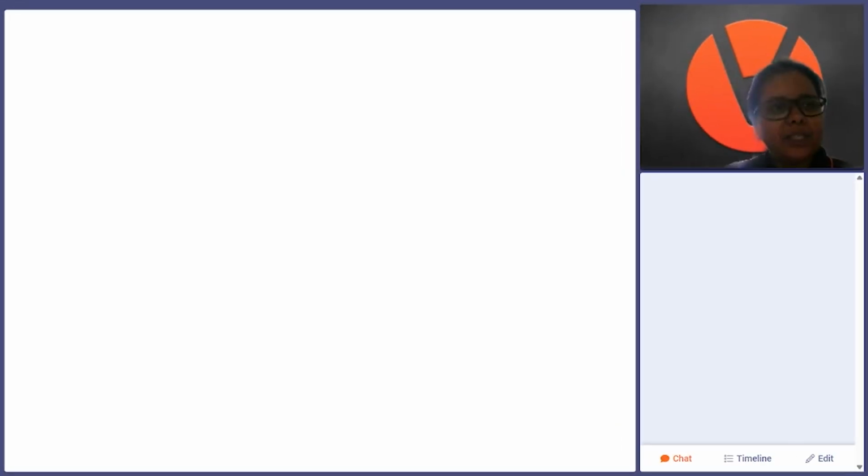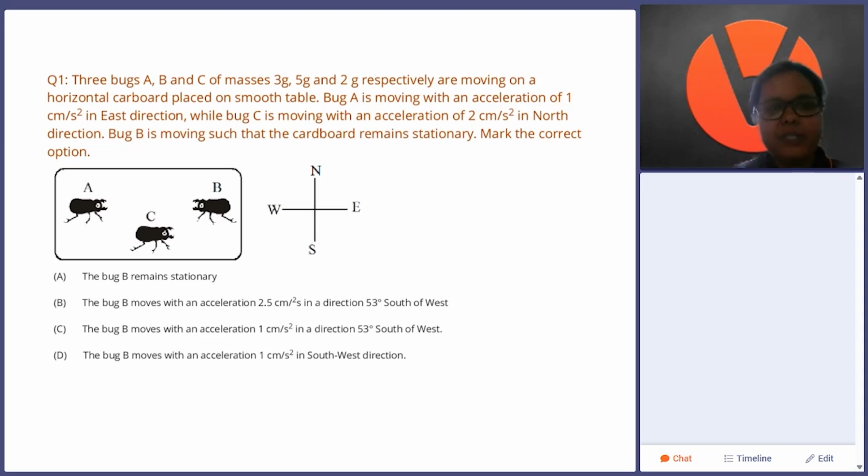Hello everyone, FT-6 solution video. First question is: three bucks A, B and C of masses 3 gram, 5 gram and 2 gram respectively are moving on a horizontal cardboard placed on a smooth table. Buck A is moving with an acceleration of 1 centimeter per second square in east direction, while Buck C is moving with an acceleration of 2 centimeter per second square in north direction. Buck B is moving such that cardboard remains stationary, which means that even though Buck B is moving, the cardboard is going to be in rest position. So mark the correct option. So this is the question.